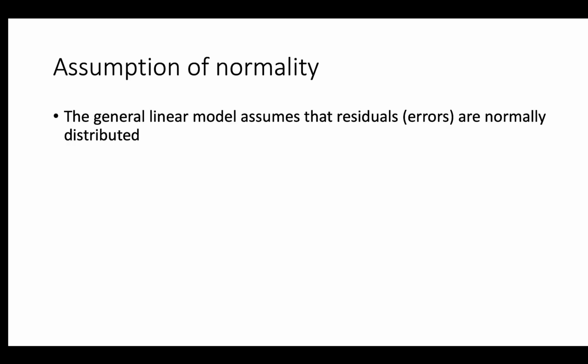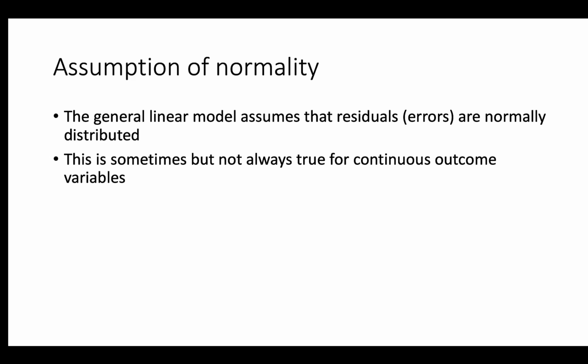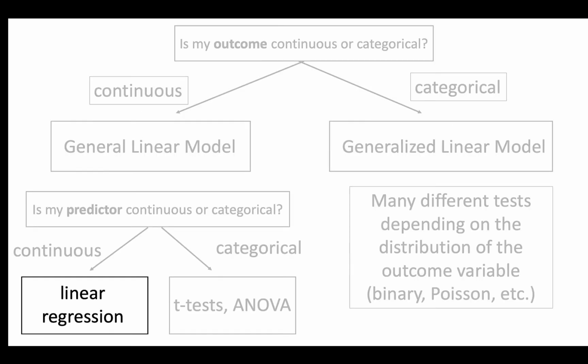I want to talk a moment about the assumption of normality. The assumption of normality underlies the general linear model. The general linear model assumes that the residuals, or the errors, from our models are normally distributed. This is sometimes but not always true for continuous outcome variables, which is why we can often use the general linear model when we have a continuous outcome variable. So let's zoom in on linear regression. This is the type of model that we will use when we have a continuous predictor and continuous outcome.